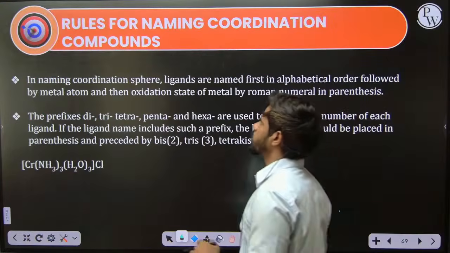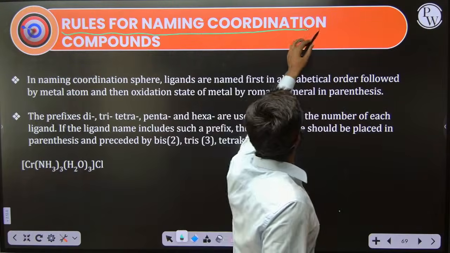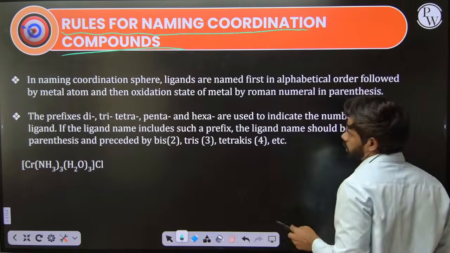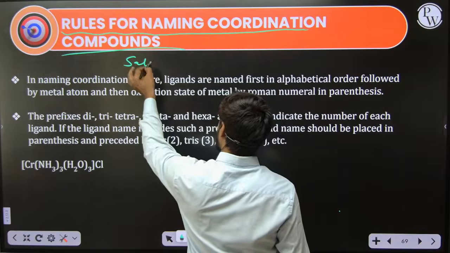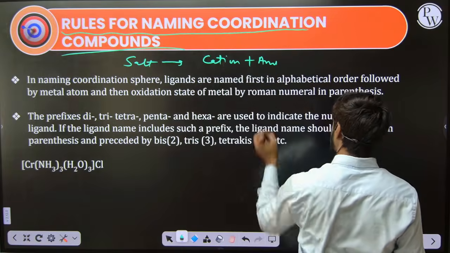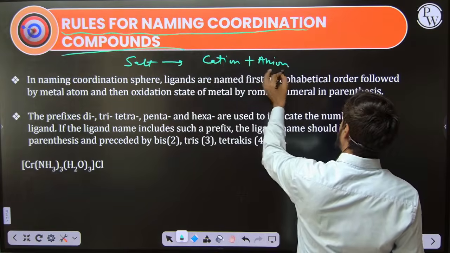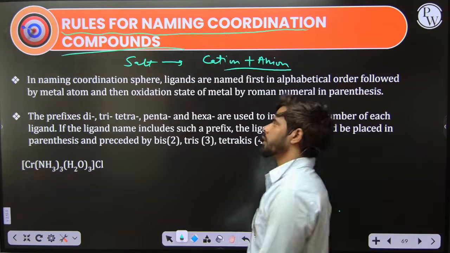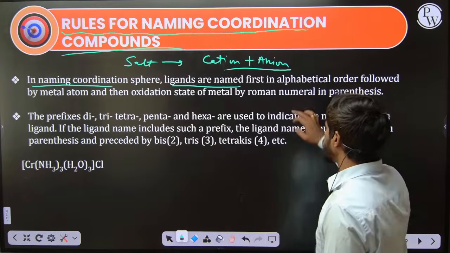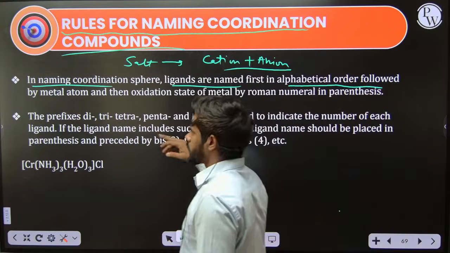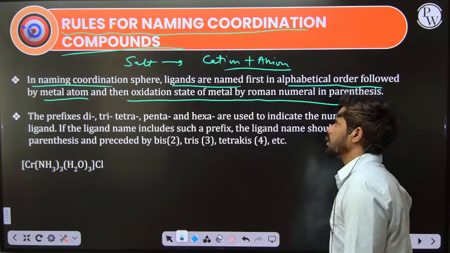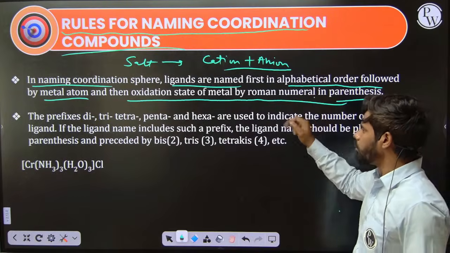Next thing, it is rules for naming of coordination compounds. Basically, we know the naming is done for any given salt. For any salt, we name first the cation, then the anion. That is the first rule. First name the cation and then the anion. So in the naming of a coordination sphere, ligands are named first in alphabetical order, followed by the metal atom, and then the oxidation state of the metal is written in parenthesis in Roman numerals.